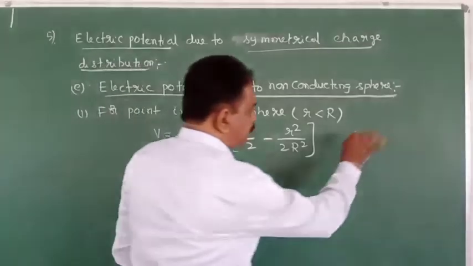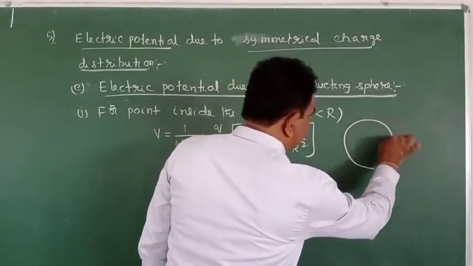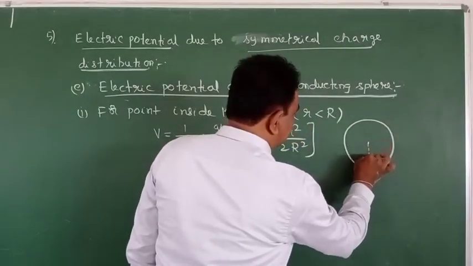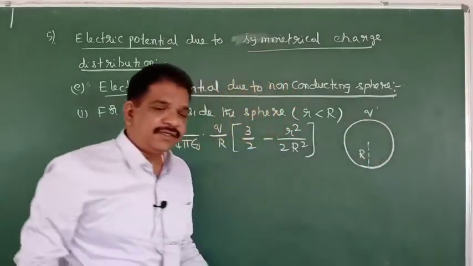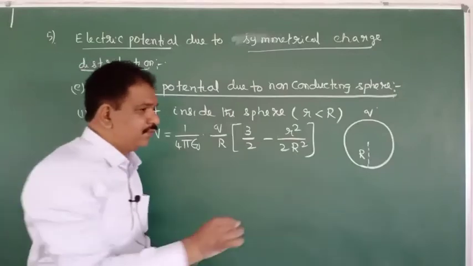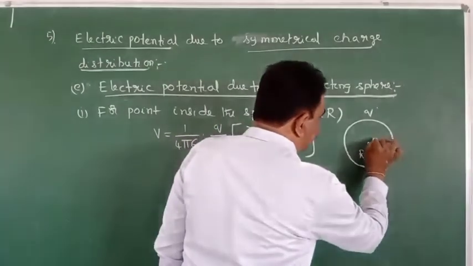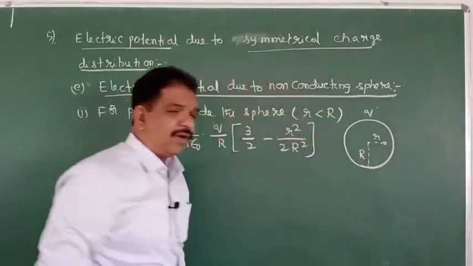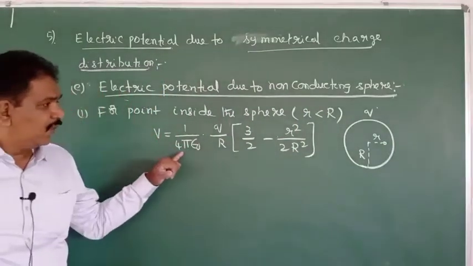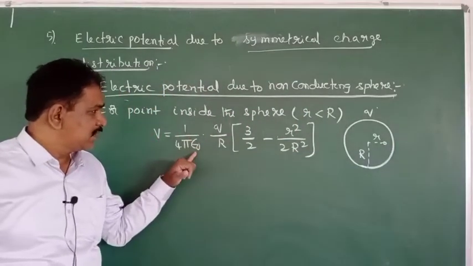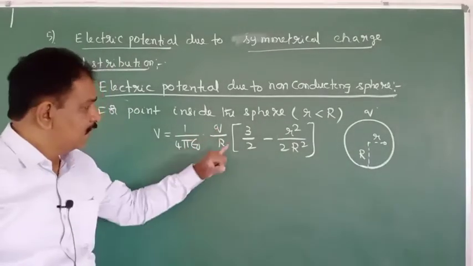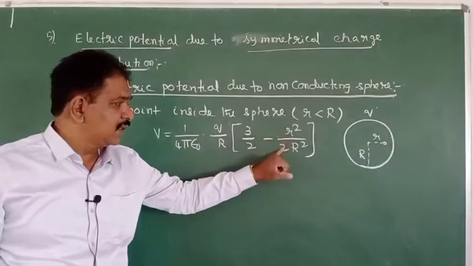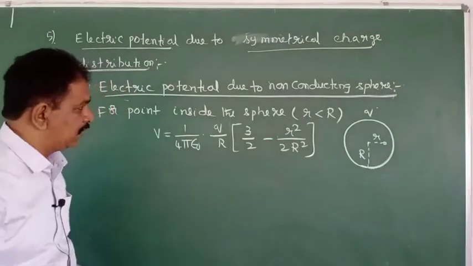So there is a sphere like this. This sphere is a non-conducting sphere. Its radius is R. Charge on the sphere is Q. So when the point is inside, what is the potential? This is the formula, 1 by 4 pi epsilon naught Q by R into 3 by 2 minus r square by 2R square. Clear?